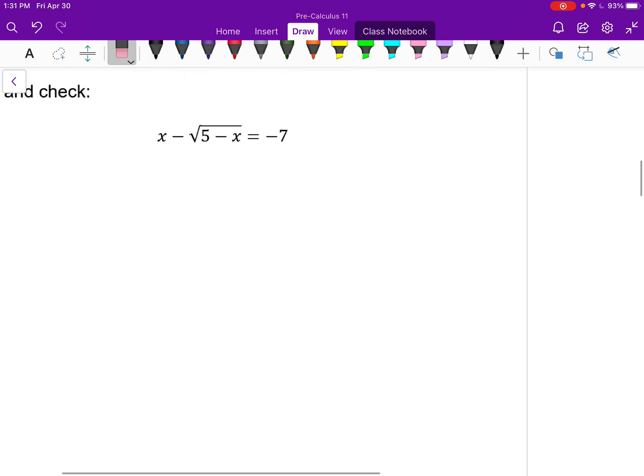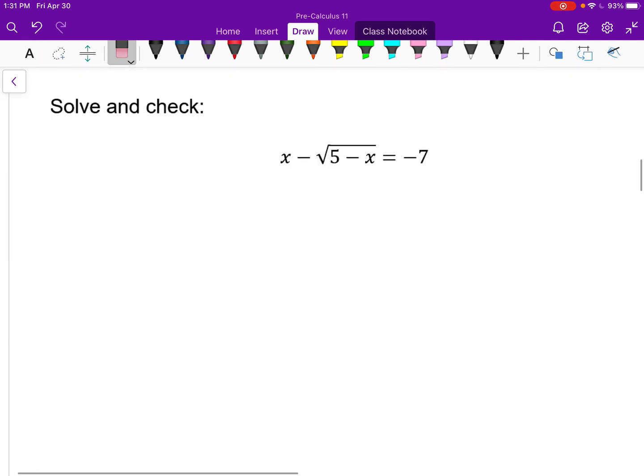So let's look at this one. A bit more going on. Got two x's to isolate here. One's inside a radical, one's not. I could, if I want, right now square both sides. This would be pretty nasty, though, compared to another approach.